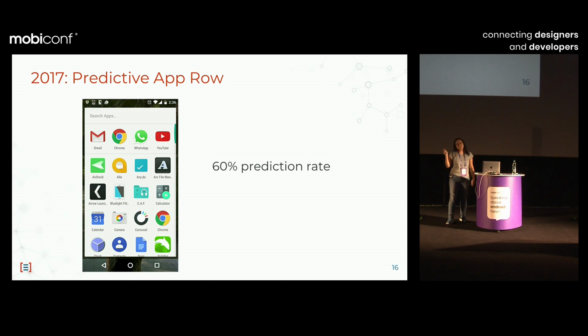And they have announced that they have a 60% prediction rate. When they talk about it, they say they're really, really happy about it, but come on, 60% is not that good a statistic. So here on this app row, we can say that maybe 2 of them are not going to be good ones for you, but yeah, it's okay.